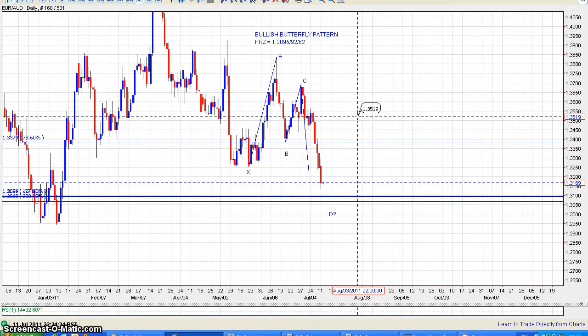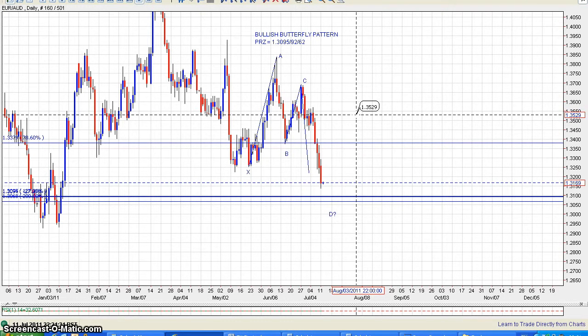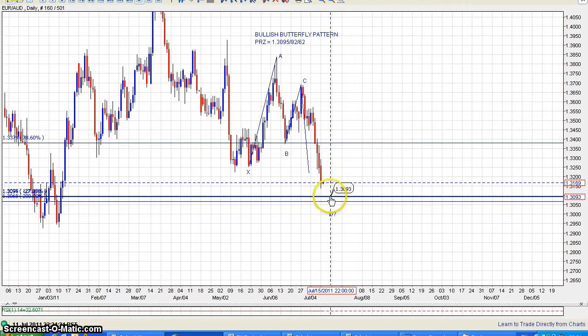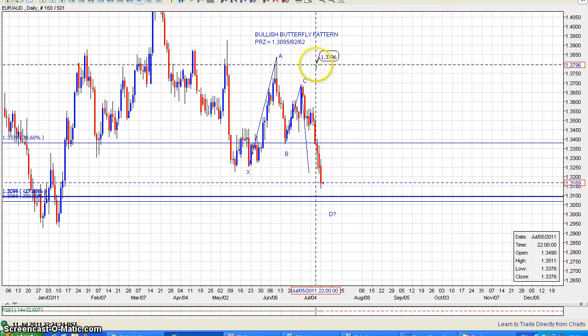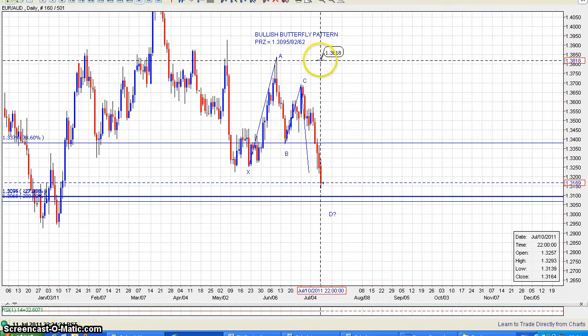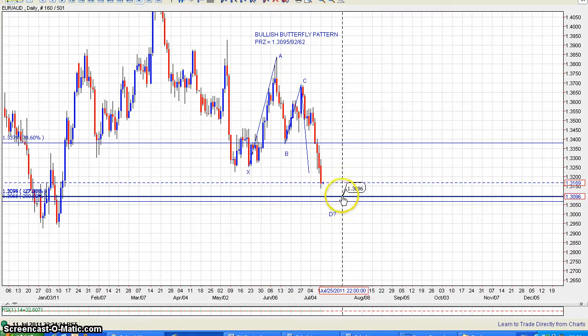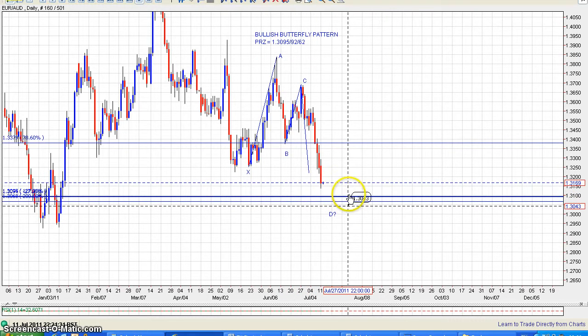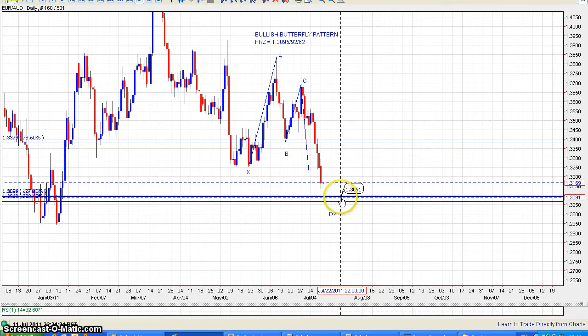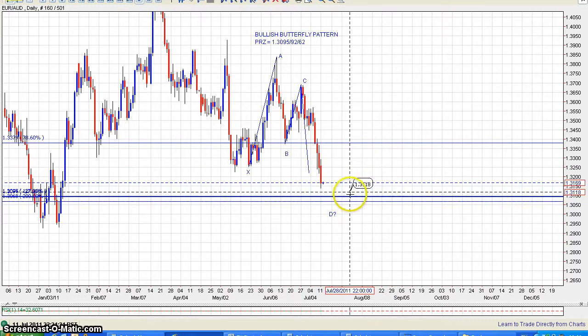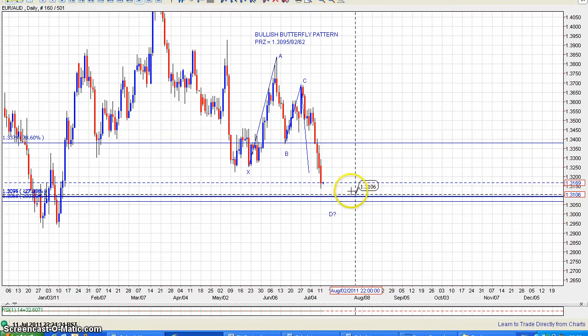Today is Monday, the 11th of July, 2011, and the currency pair we're looking at today is the Euro Aussie pair on the daily chart. And my bias is to the upside. I'm using a harmonic pattern called the bullish butterfly pattern to identify a strong support zone, which price should bounce up from. So literally, I'm using this pattern to identify an entry level for my long bias.